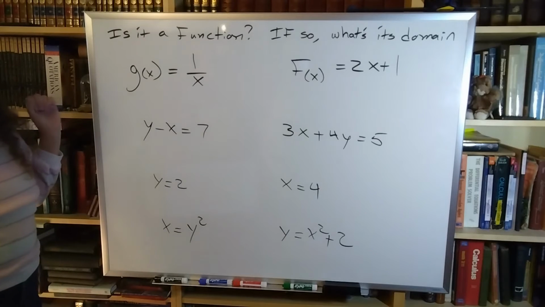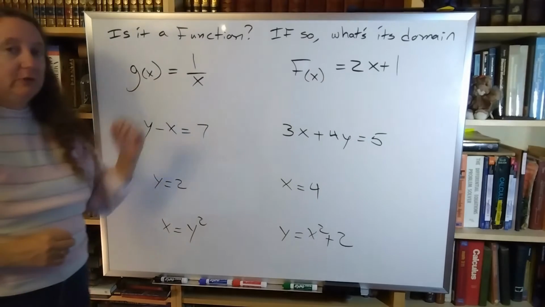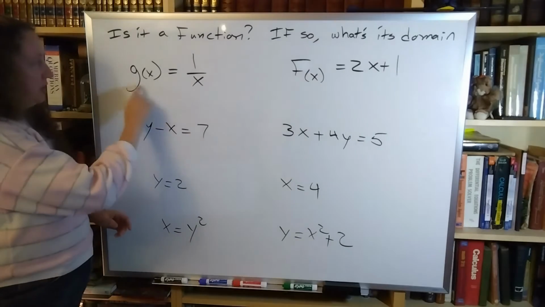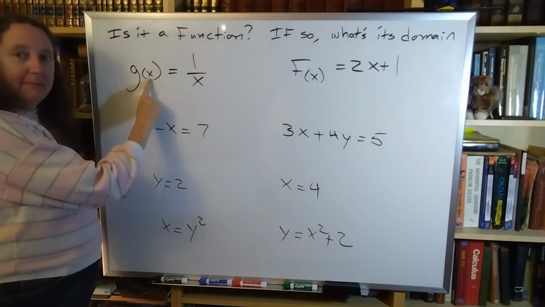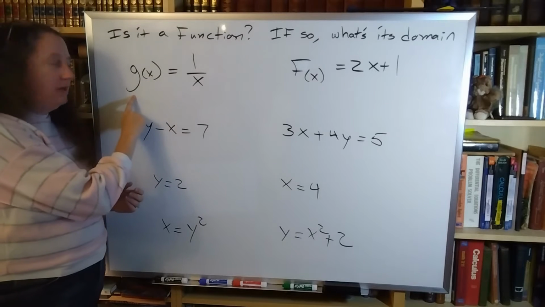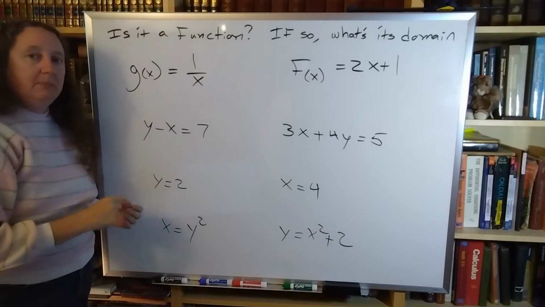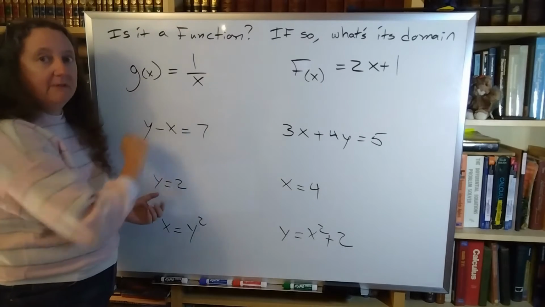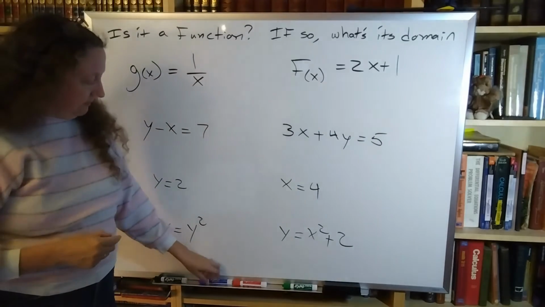Is it a function? If so, what is its domain? So we have two of these written in function notation. When you write things in function notation, you have the function name and then the name of the independent variable. So my function name here is g, and my independent variable is x. Because this is written in function notation, I can be pretty certain that yes, this is a function. So what is its domain?